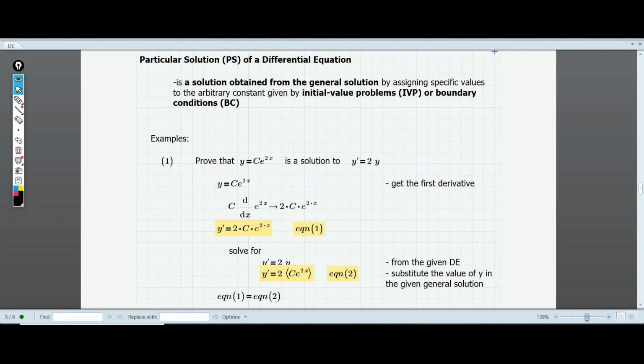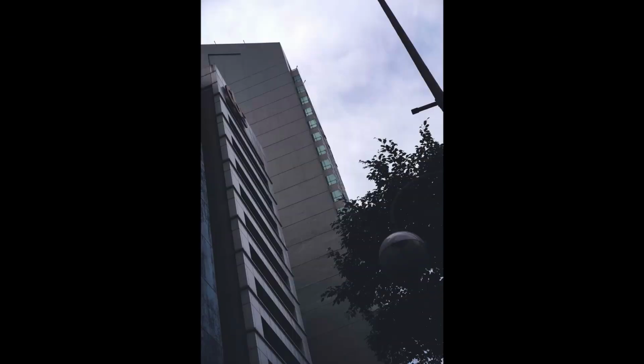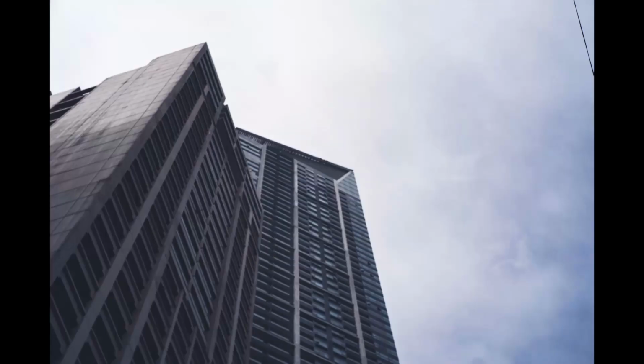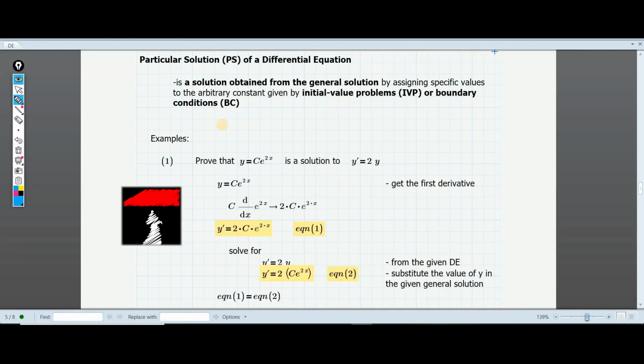In today's video, we are going to talk about the particular solution of a differential equation. Okay, so ano ba itong particular solution na ito? Ang particular solution ay na-obtain natin galing sa general solution. So from our last video, ay inaral natin paano hanapin ang general solution ng isang differential equation. Ang hahanapin naman natin ay particular solution.